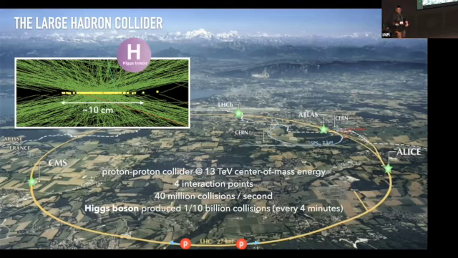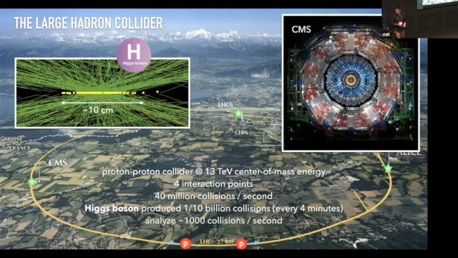And just to give you a sense of how rare these things are, a Higgs boson is produced approximately 1 out of every 10 billion collisions, which because of our high collision rate actually is not so bad. It's 1 out of every 4 minutes. So that's actually a pretty good rate.